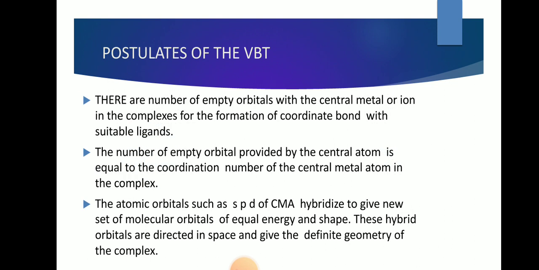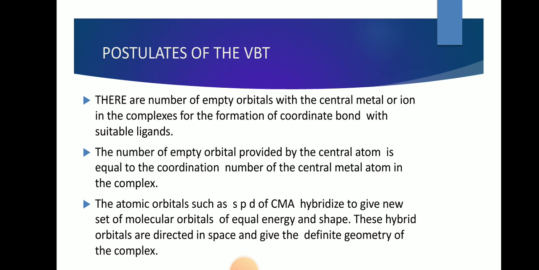There are a number of empty hybrid orbitals with a central metal atom or ion in the complex for the formation of coordinate bond with the suitable ligand. The number of empty orbitals provided by the central atom is equal to the coordination number of the central metal atom in the complex. If it is 6, then it means 6 hybrid orbitals are oriented in space. If it is 4, then it means 4 hybrid orbitals are oriented in space.